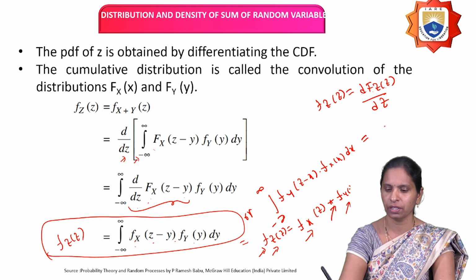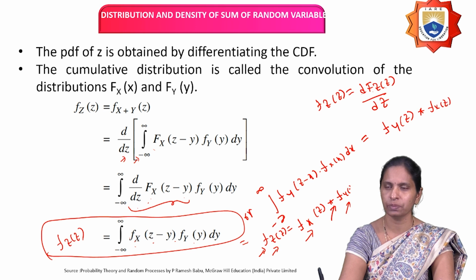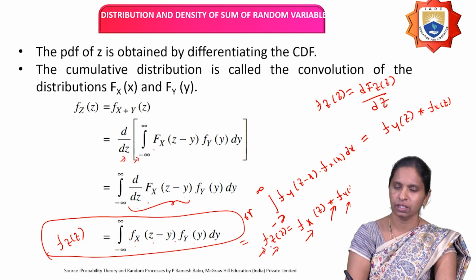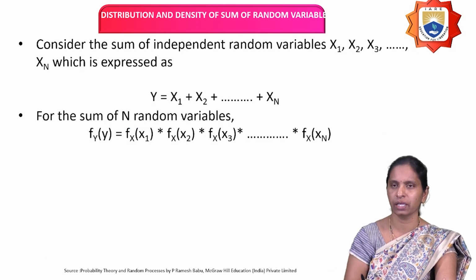Or else I can write f_Y(z) convolution f_X(z), because the convolution property satisfies the commutative law. That is, the convolution of A and B, A star B, equals the convolution of B and A, B star A. Therefore, the density function of the sum of two random variables is equal to the convolution of the density functions of the random variables X and Y. So this is done for two random variables.